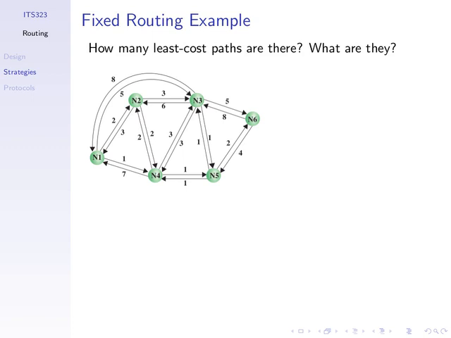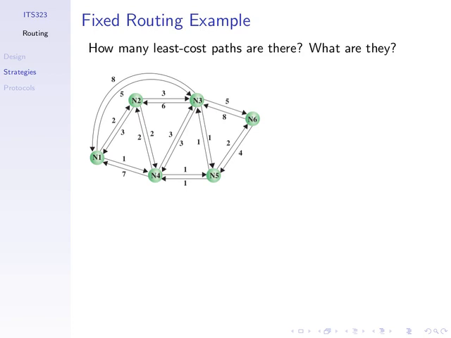One of them we calculated and used as an example: to go from N1 to N6, the least cost path was 1, 4, 5, 6. Sometimes I'll omit the N just to save space and time. And it had a cost of 4 units. 1, 4, 5, 6.